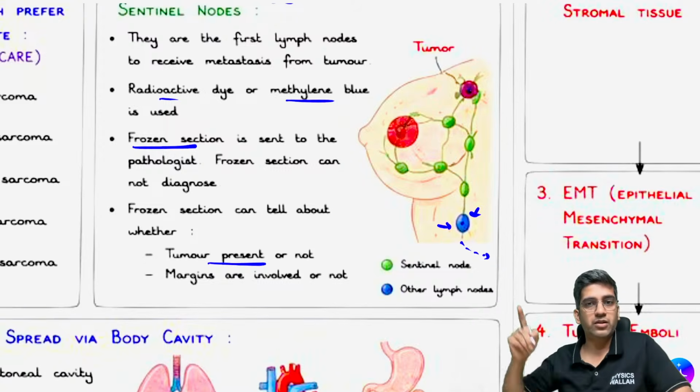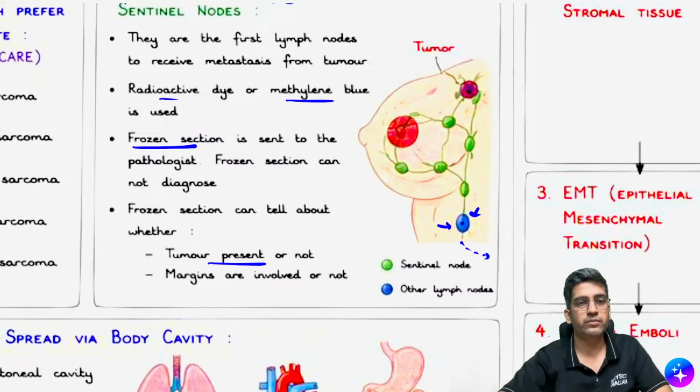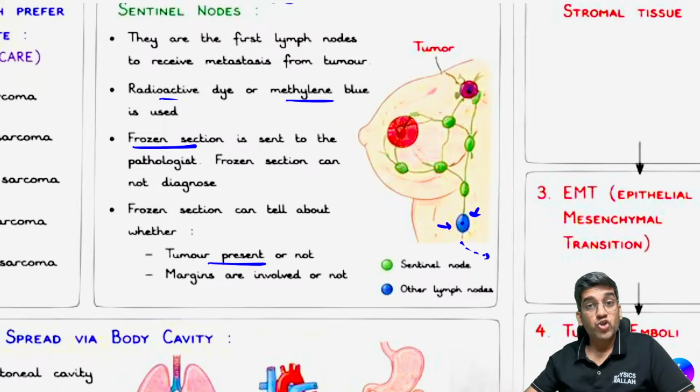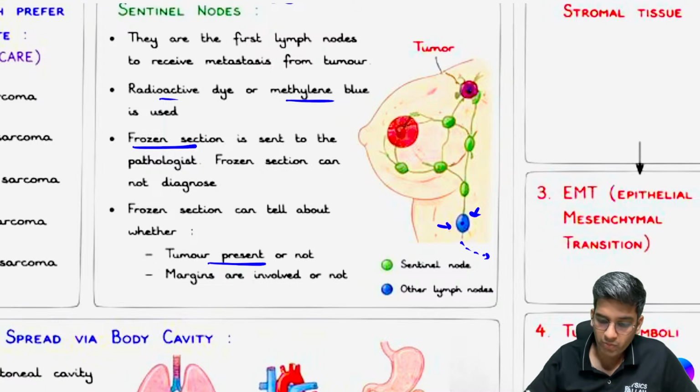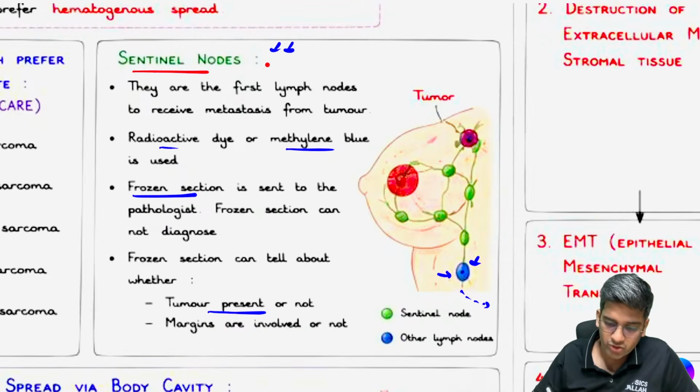If tumor is present, what should be the treatment? Only the removal of the tumor, or along with that do I have to remove the lymph node as well? Along with that you have to definitely remove the lymph node as well, right? If it's not involving the sentinel node, what should you do? Then I can remove only the tumor, right? So here, the use of the sentinel node is actually to decide the extent of surgery.